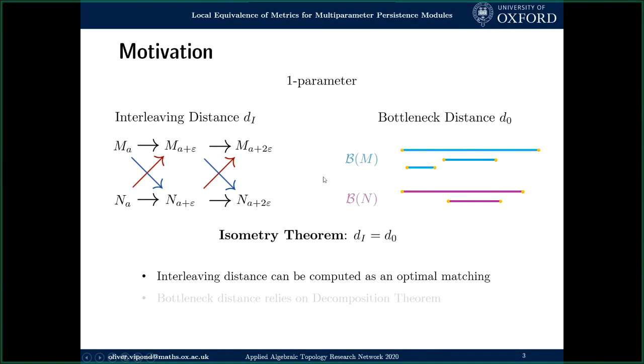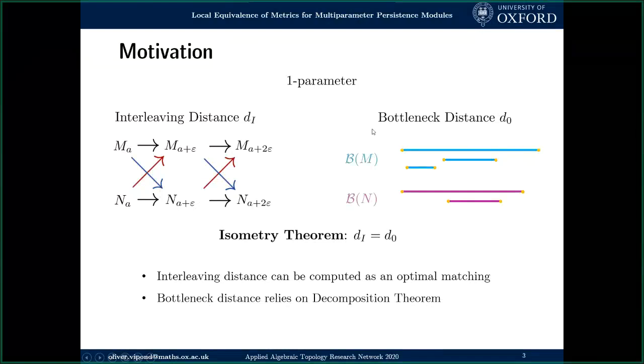And we will see that this is quite different in the multi-parameter setup. There's an analogous interleaving distance and a distance which is similar to the bottleneck distance, but in this situation, they're not isometric, they're not the same. And so in the single parameter case, this bottleneck distance is really relying on this barcode decomposition, and that's why this bottleneck distance doesn't really naturally generalize to multi-parameter persistence modules so easily.